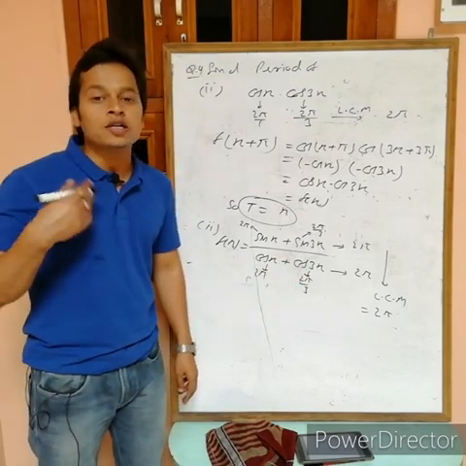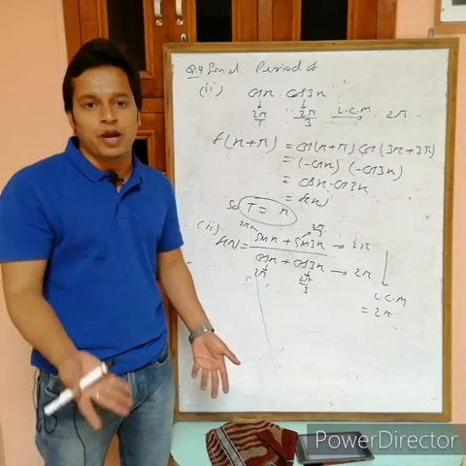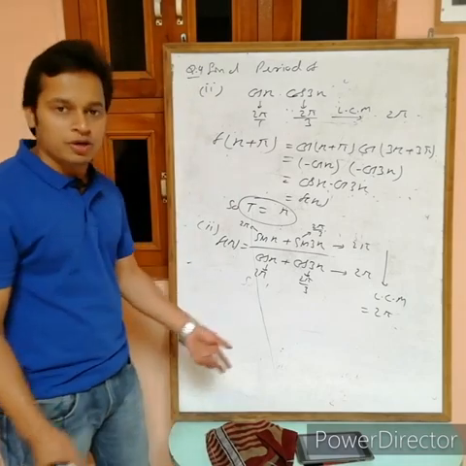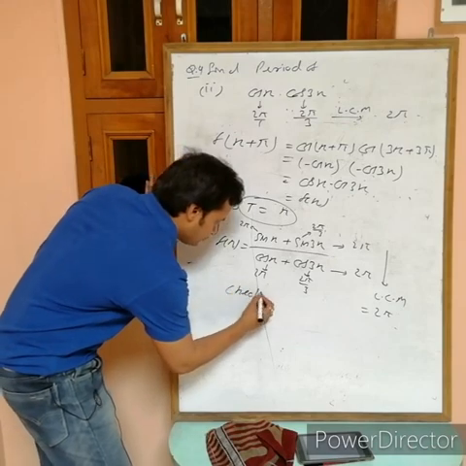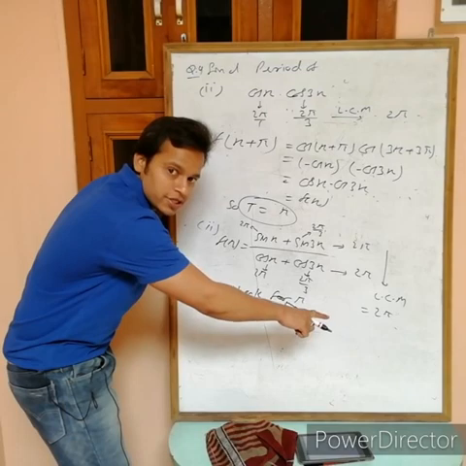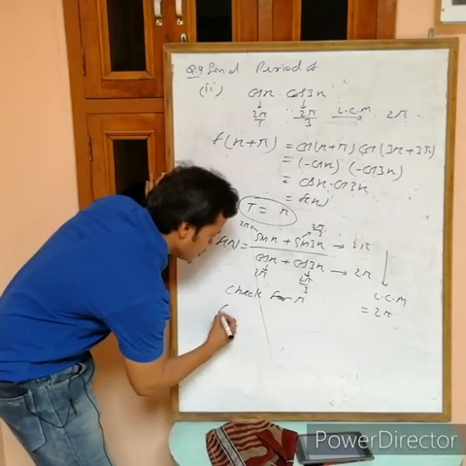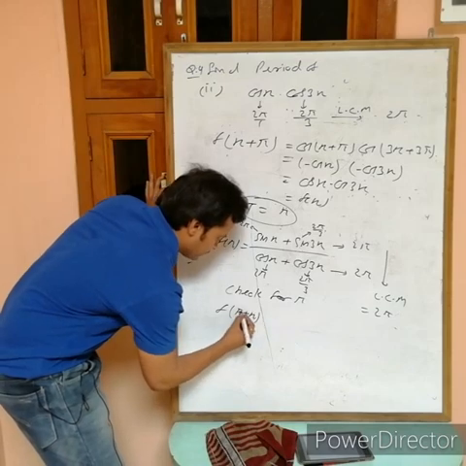But 2 pi need not be the fundamental period. It is also possible that pi or pi by 2 is the fundamental period. So we have to check for pi. Two pi is a period, but it is not necessary that it is the fundamental period. So I am checking for pi, then f of pi plus x.